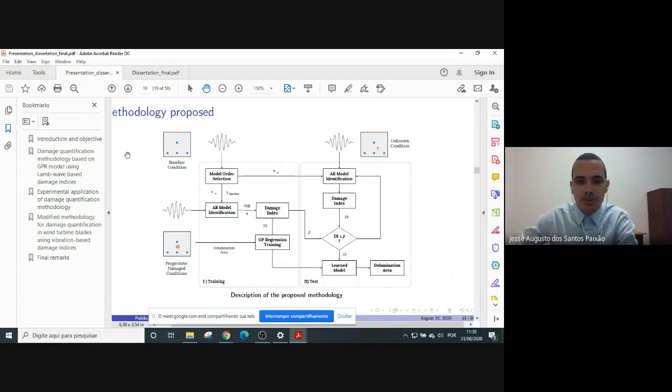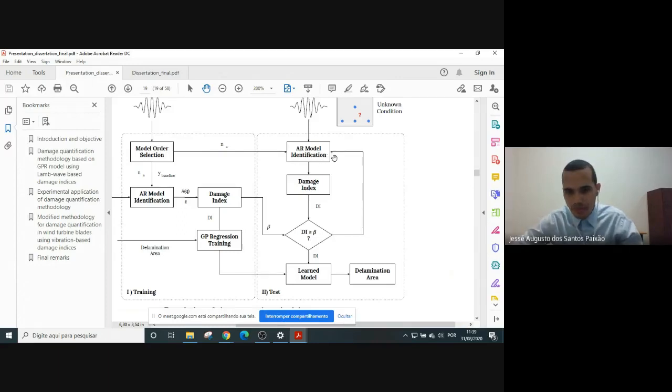The idea is to use data obtained from laboratory conditions, for example, for training. After that, the next step is very simple to implement, because the AR model identification is very simple to perform in, for example, a hardware. This is one of the advantages pointed out in the literature for using autoregressive models. Also, computing the damage feature and the damage index is very simple. And once we have the GPR model trained, to estimate the delamination size we just have to give an input and do some simple math.